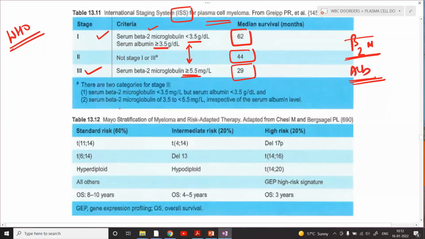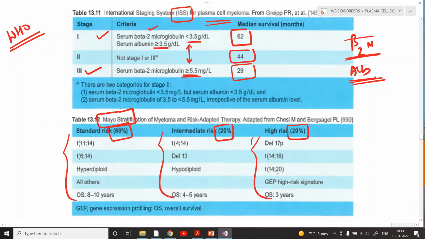Now, another very important stratification is the Mayo stratification, which is based on the type of molecular alteration present. For example, there is a group which is standard risk, a group with intermediate risk, and a group with high risk. So these are the mutations. I'm not going into the details. You can go through the mutations associated with good and bad prognosis, but certain ones which are important, I'm going to tell you.